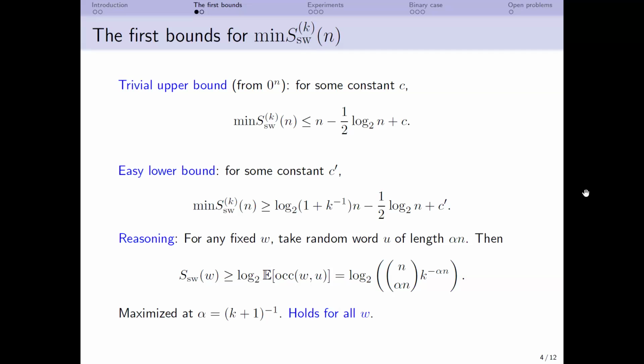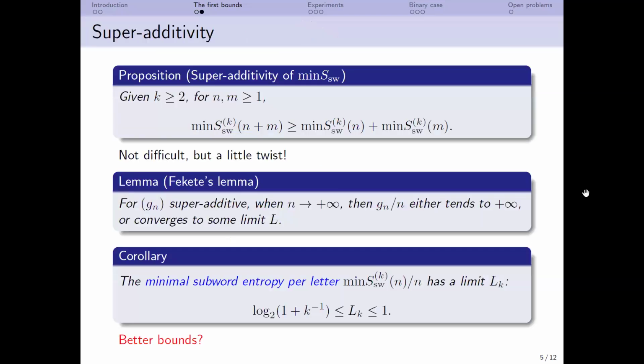And then we can also look at a bit of its properties. In fact, it has a very nice property: it's super additive, in the sense that if we take the subword entropy for words of length n plus m, then it's larger than the sum of the subword entropy for length n plus that of length m. The proof is not very difficult, but we need to pay attention to the small twists in it, because we are maximizing and then minimizing. So we need to pay a bit of attention, but it's very doable.